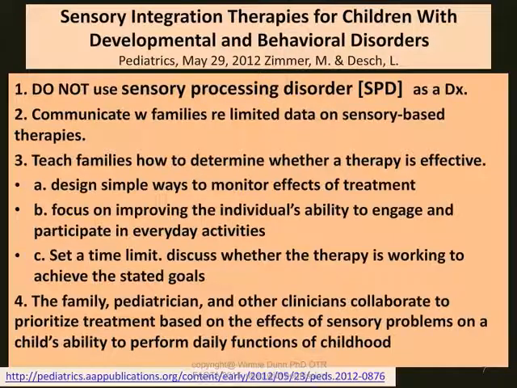Number 3, teach families how to determine whether a therapy is effective by designing simple ways to monitor the effects, by focusing on improving the child's ability to engage in participation in everyday activities, and to set a limit and discuss whether the therapy is working to achieve the stated goals. And finally, the family, pediatrician, and other clinicians must collaborate to prioritize treatment based on the effects of sensory problems on a child's ability to perform daily functions of childhood.